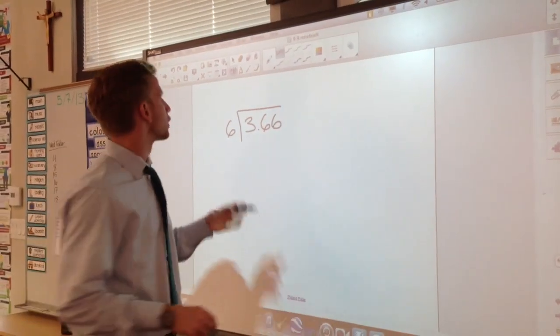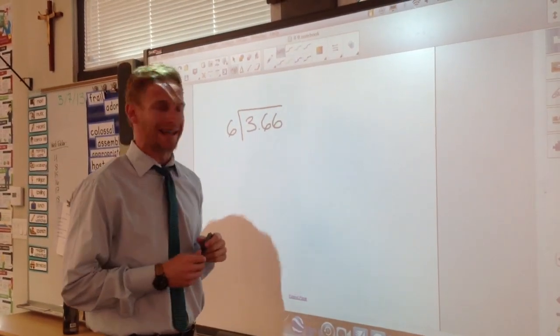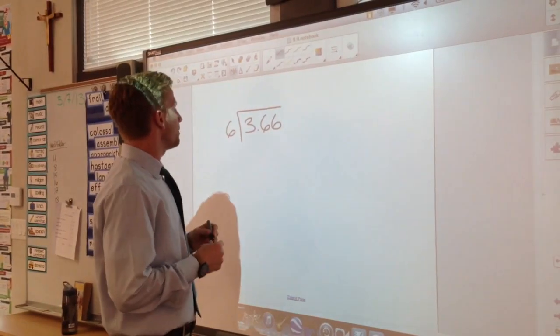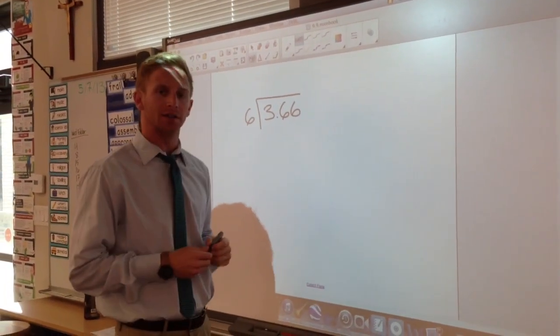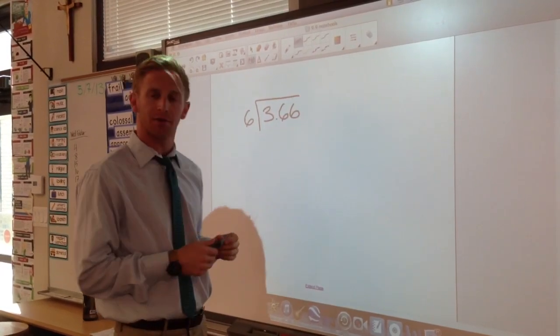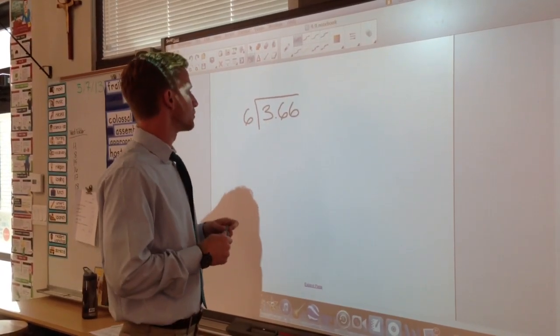Today in class, we learned how to divide using decimals. Our math problem here is 3 66/100 divided by 6. And today we're going to use the traditional method of division to solve this division problem.